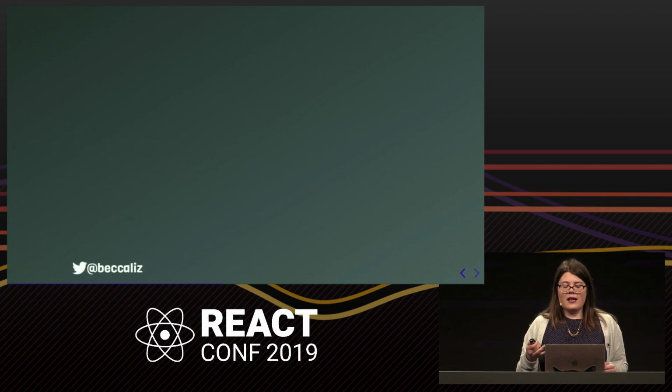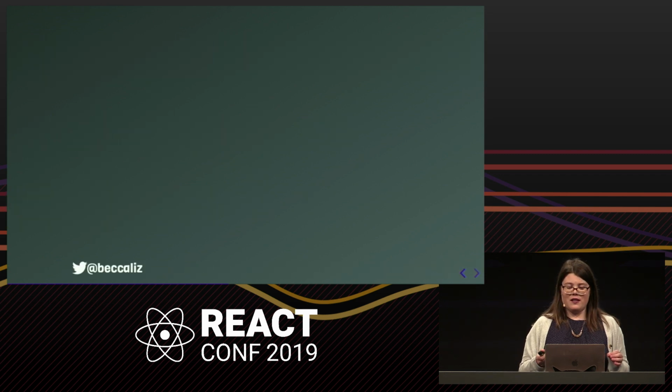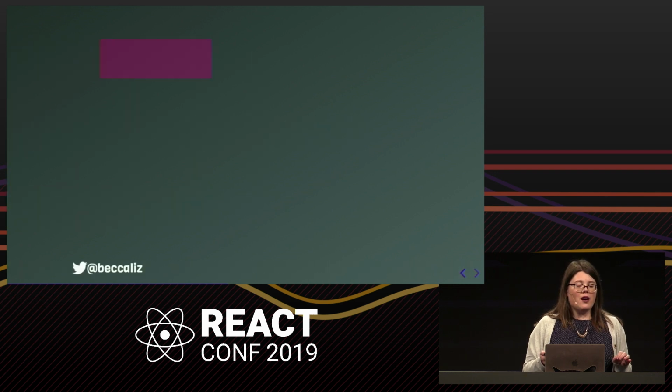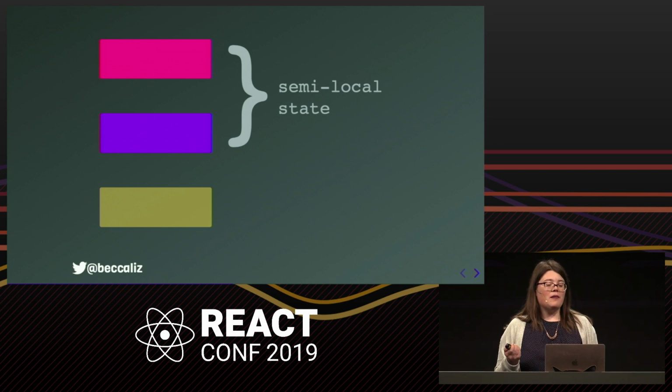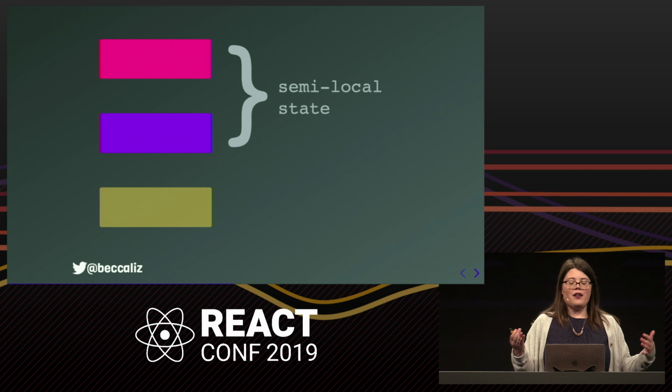Global state is state that is accessible in any component in my application. There are also a few options in between, which we might call semi-local or semi-global states. For the purpose of this talk, I'm not really making a distinction, but basically this is state that is shared by a subset of components, but not by the entire application.